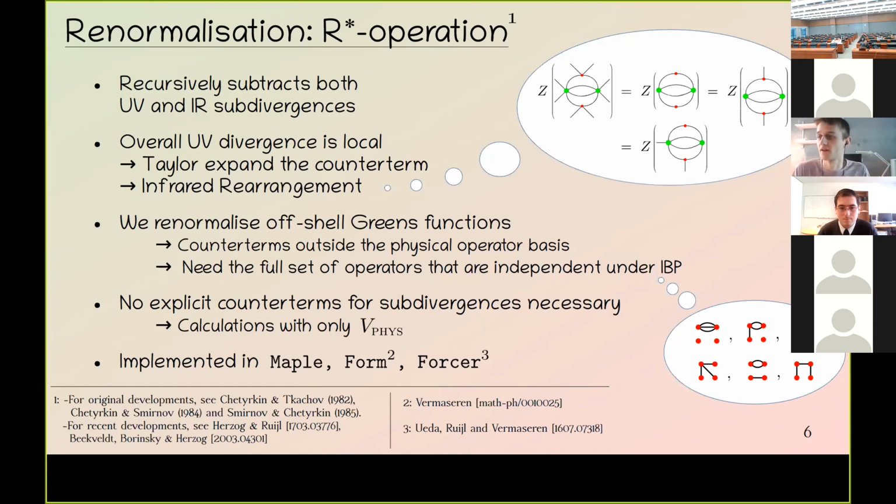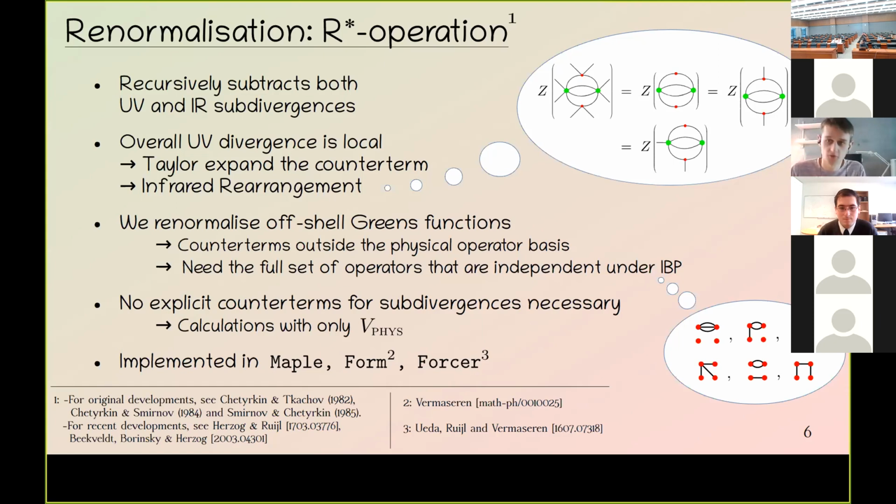This is done automatically. So the conclusion is, as input, you do not have to include this larger basis. As input, you can just calculate the physical basis. And as output, you then do get counterterms that are proportional to all of these, and you need to go, using theory definitions, to a physical basis. This R-star operation was implemented in Maple and FORM, and it also makes use of the Forcer program.